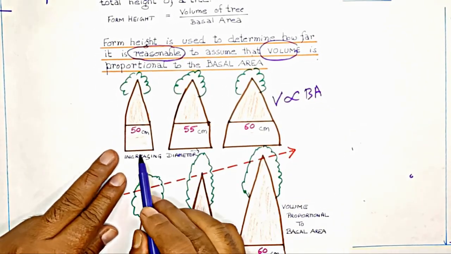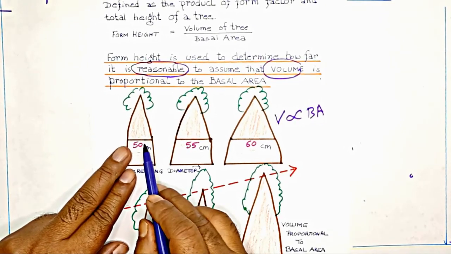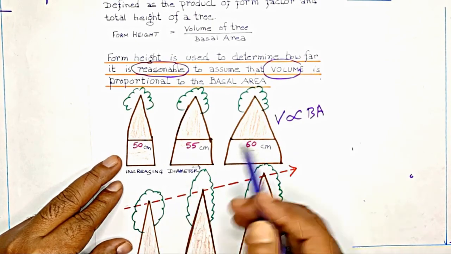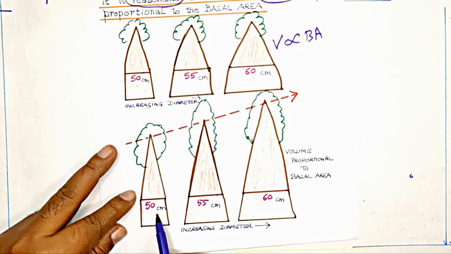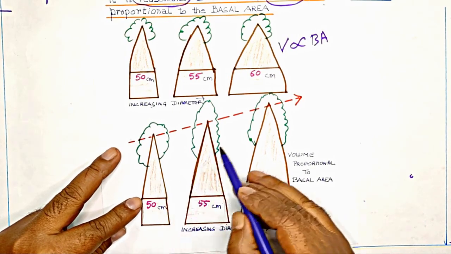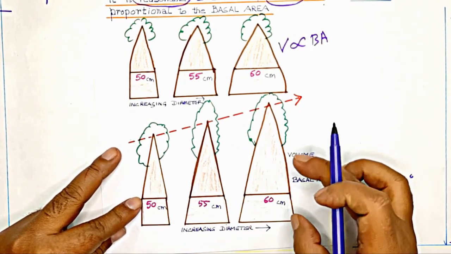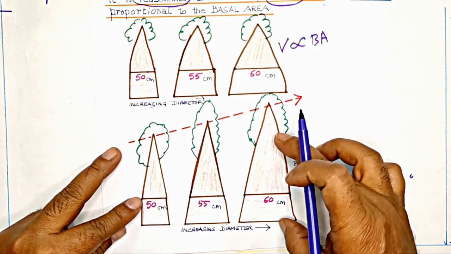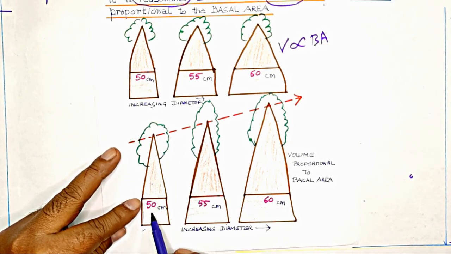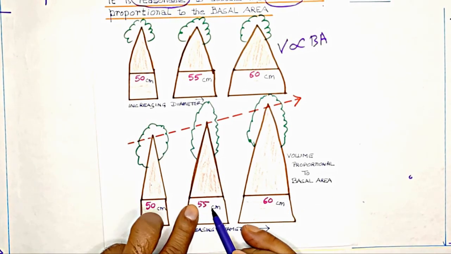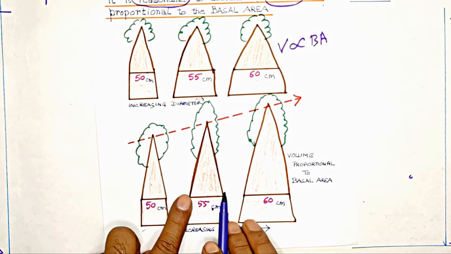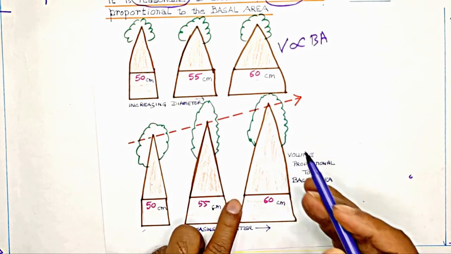Now we see, suppose this is a tree, and this is the basal area. It is increasing slowly, but height is not increasing. So it is not reasonable to assume that the volume is proportional to the basal area. But if you see this one, the cross-sectional area is increasing slowly, like 50 to 55 and 60 centimeter, and the height is also increasing. We can say the volume is proportional to the basal area. This entire volume is related to 50 centimeter here, this entire volume is related to 55 centimeter here, and this entire volume is related to 60 centimeter here. As the diameter is growing, the tree height is also coming up and the volume is increasing.